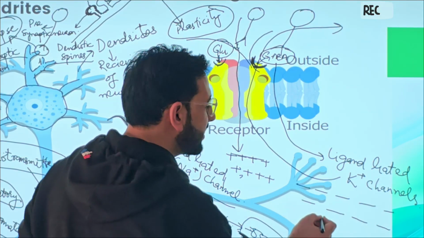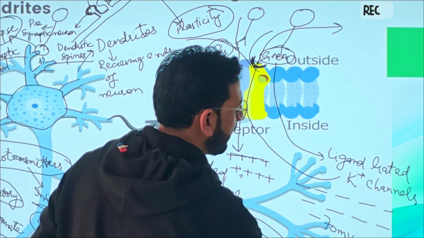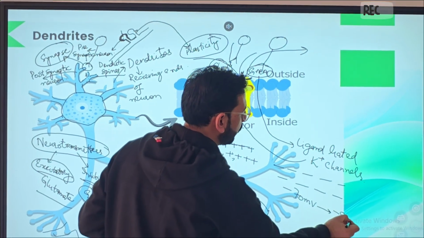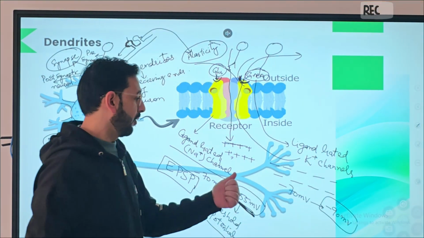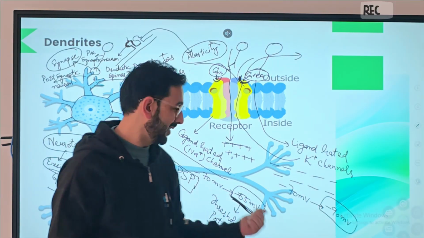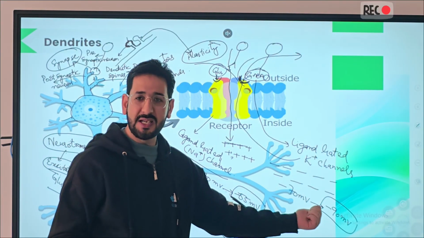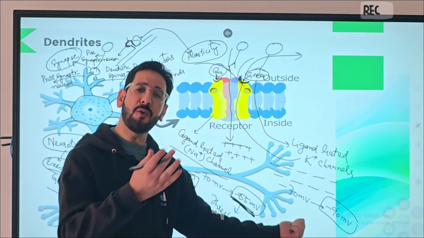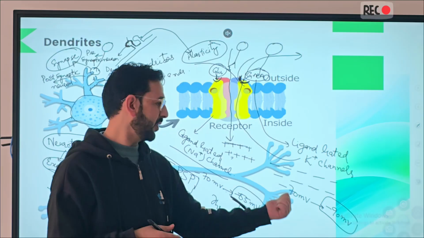So if it was at rest at minus 70 millivolts, for example, it goes to minus 90 millivolts. That means the cell is going for hyperpolarization. In the previous case it was depolarization, and in this case it is going for hyperpolarization. That means it is going away from the threshold potential.